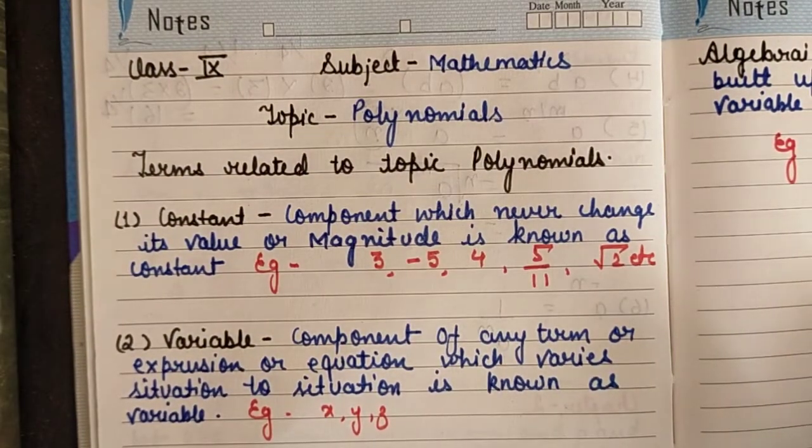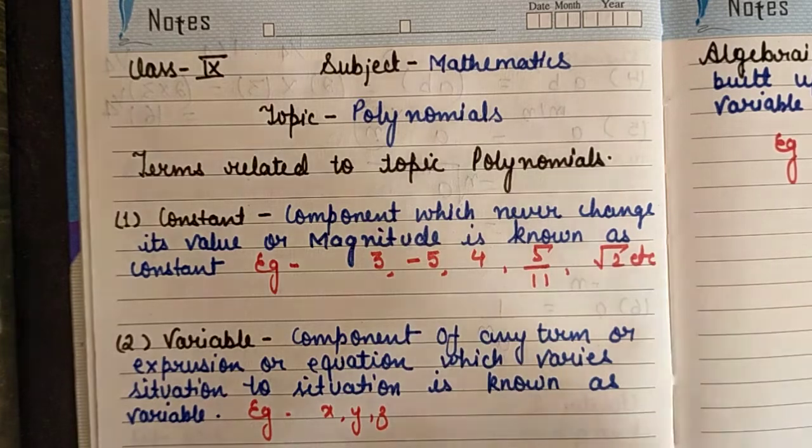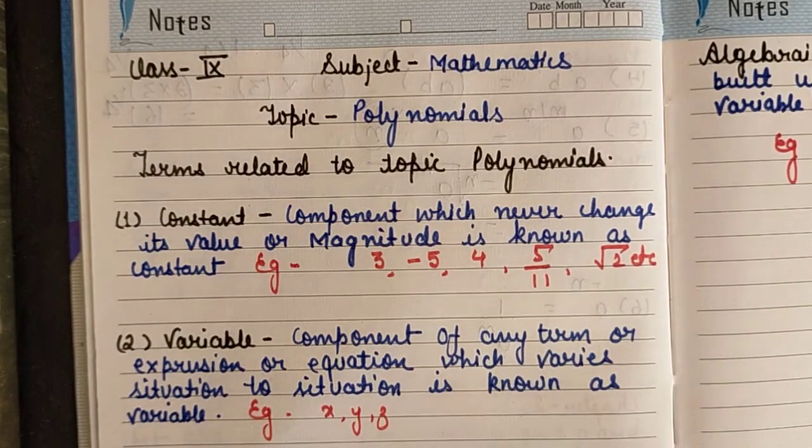Before that, we will discuss the terms related to the polynomial. The first is a constant. What does constant mean? A component which never changes its value or magnitude is known as a constant. All the real numbers we consider as constants.